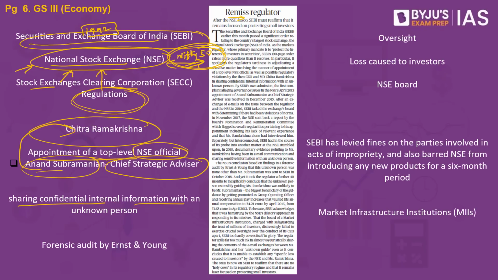The second major issue is sharing confidential internal information with an unknown person. What does this mean? Ideally, when we are running a big institution like the National Stock Exchange, we have to make sure that this information is not given to a person who should not have that particular information. But unfortunately, in the present situation, we had Chitra Ramakrishnan, who happened to be the CEO of National Stock Exchange, sharing the information of the company to an unknown person who was her spiritual guru.